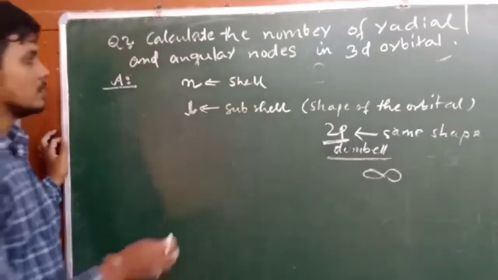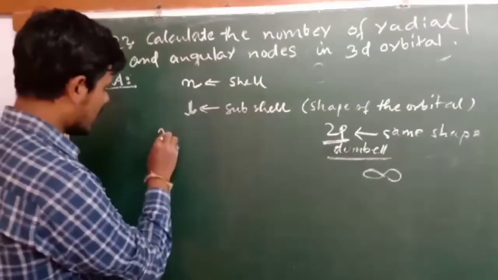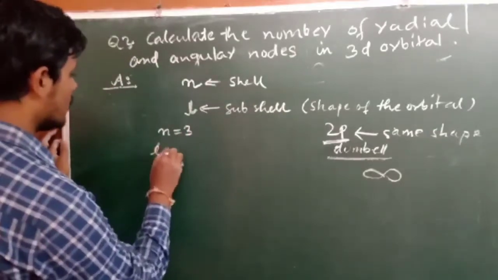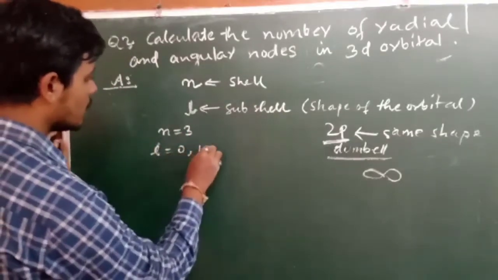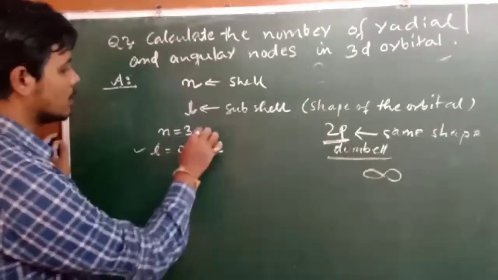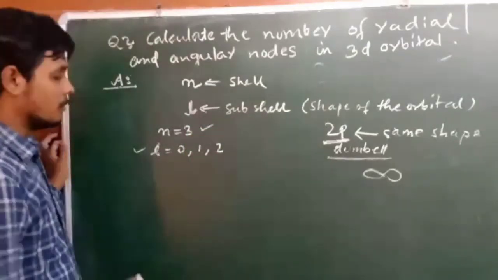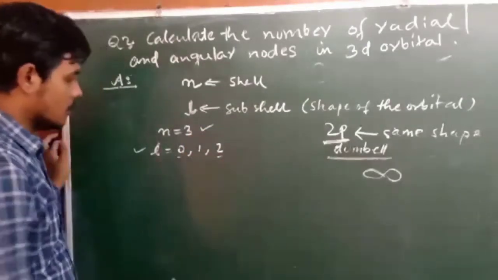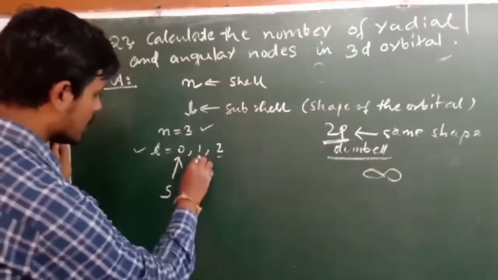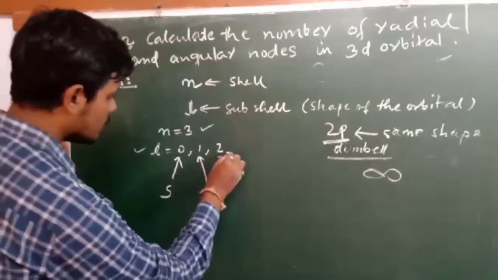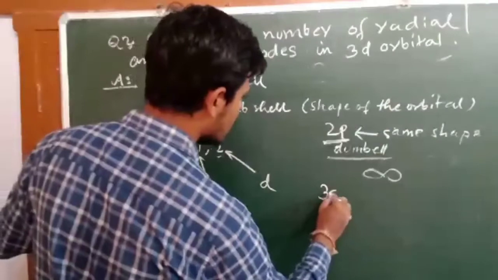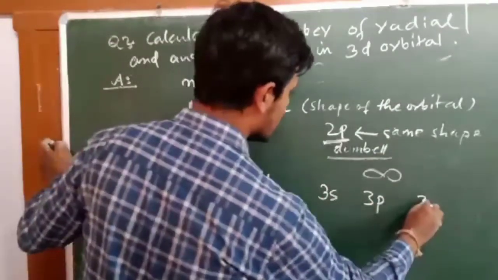Now, let us take n equals 3. Then we will have l equals 0, 1, 2. Why? Because the number of l values is equal to the principal quantum number, and it runs from 0 to n minus 1. So for l equals 0, I have the s subshell. For l equals 1, the p subshell. For l equals 2, the d subshell. So for the M shell, I have 3s subshell, 3p subshell, and 3d subshell.